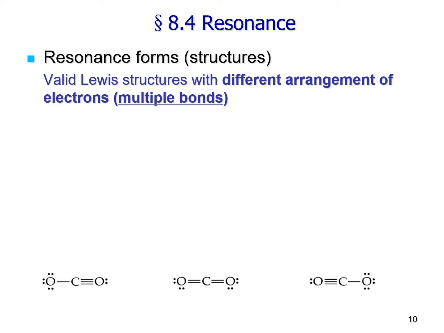They are pretty much valid Lewis structures with a different arrangement of electrons. In short, different types of multiple bonds. So for example, we get a single bond and a triple bond on the central atom, or 2 double bonds on the central atom. So we talk about a different arrangement of multiple bonds. That is what the resonance structures are for.